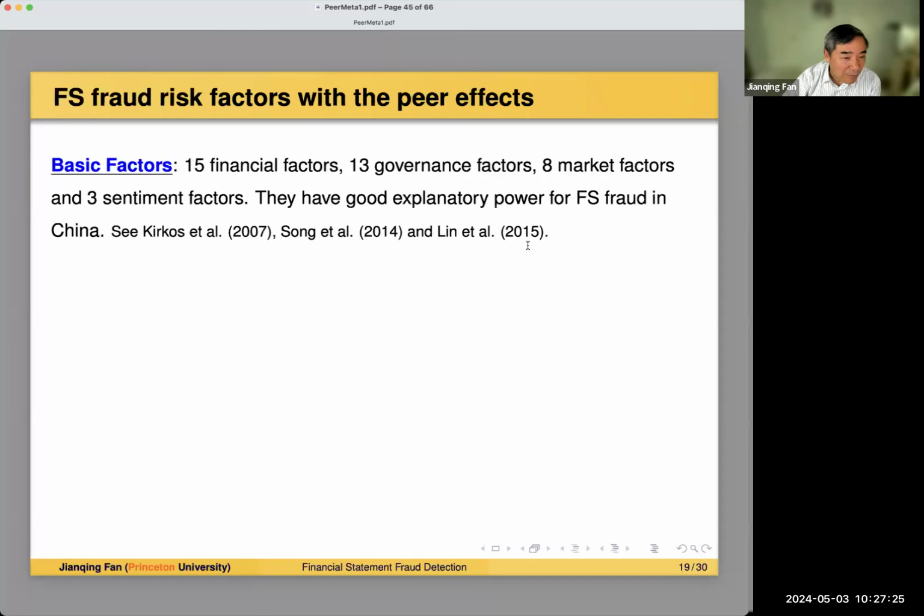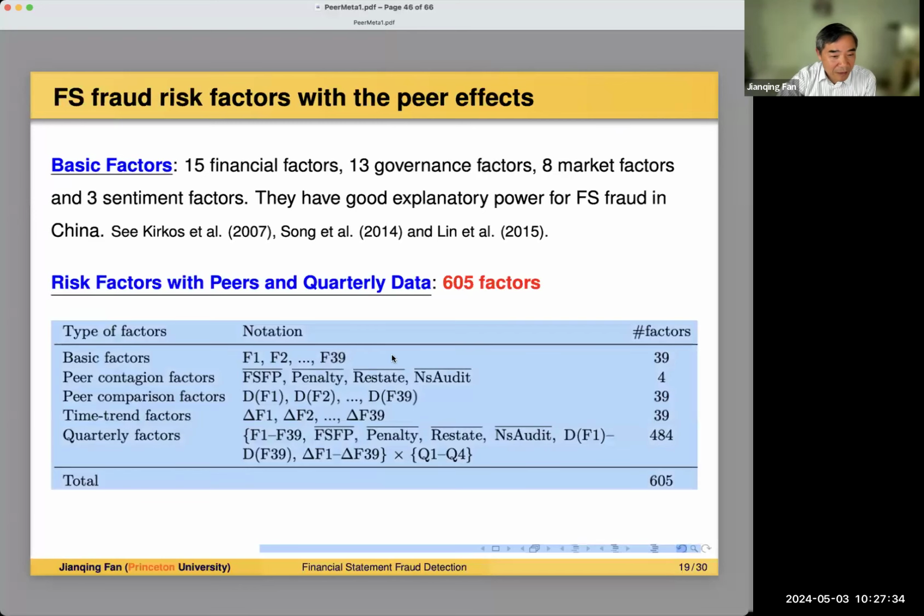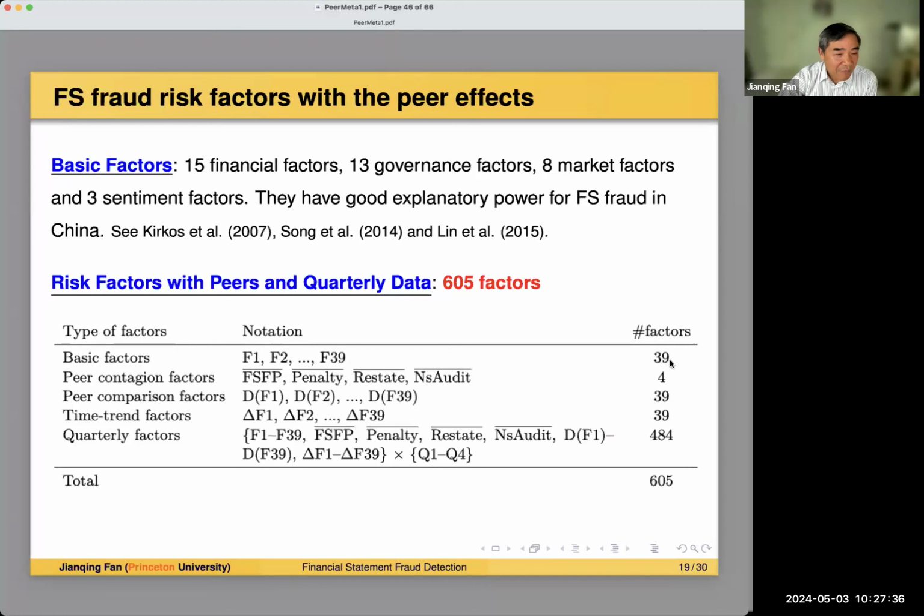Now, based on this, how do we expand the basis? We totally create 605. So this is the basic factor set: let me call them F1 up to F39, these 39 factors.